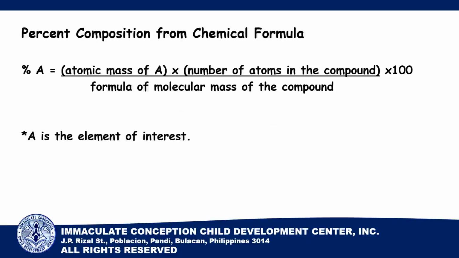The mass of each element in a chemical formula, as well as its percent composition in the compound, may be obtained. The general formula for calculating the percent composition of an element in a compound is given by: percent A is equal to the atomic mass of A multiplied by the number of atoms of A in the compound over the formula or molecular mass of the compound, multiplied by 100. The A in the formula is the element of interest.